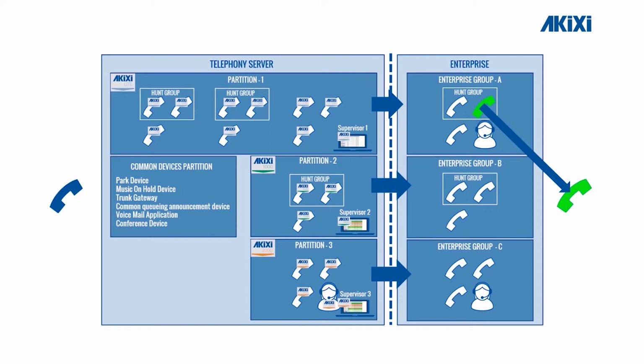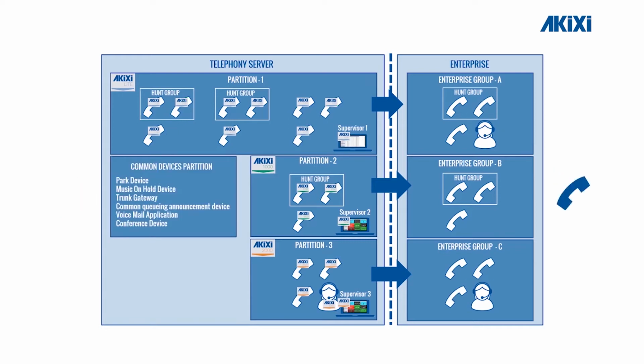So in order for Akixi to successfully model an external call, what happens is the extension connects to the trunk gateway in the Common Devices partition and then connects to the external call. If you look at this call in detail on Akixi, what you would see on that call entry is the extension talking to the trunk gateway or the trunk, but presenting the external CLI against that trunk gateway. So that's how Akixi models external calls, considering that the external party is not actually within the Akixi environment. And then, of course, the supervisor within partition 1 is going to see the call as an external outbound call.